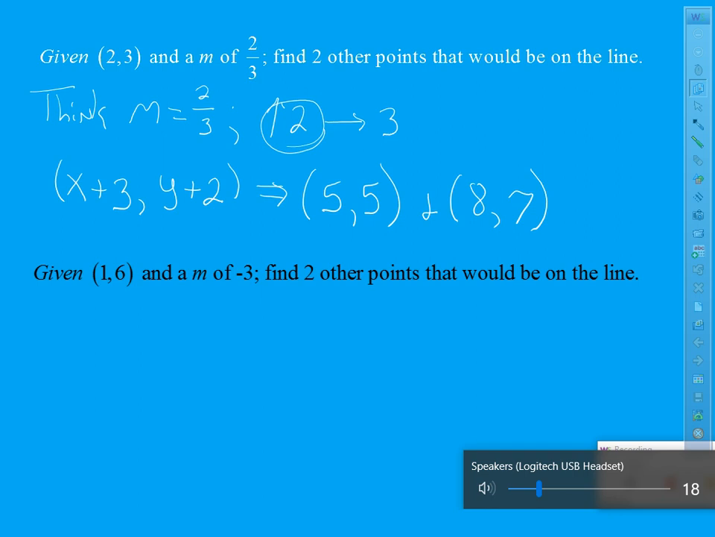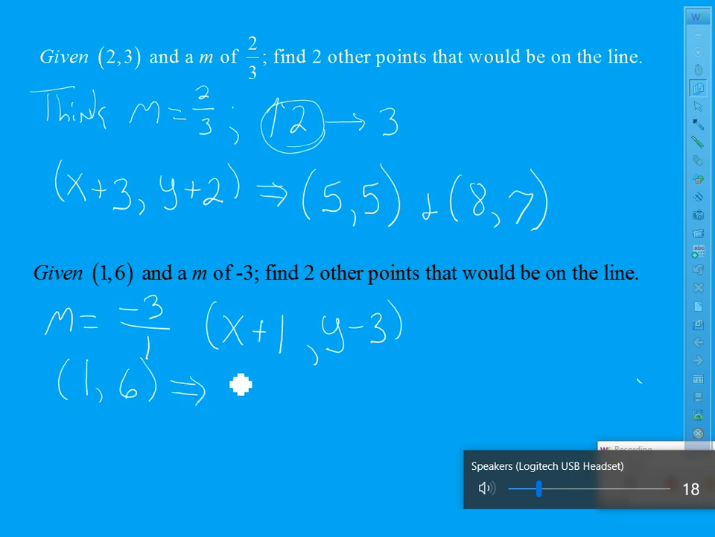Given the point 1, 6 and a slope of -3, find 2 other points. Well, my slope's going to be -3/1. If I want to think about my formula, my y-coordinates are going to decrease by 3, while my x-coordinates are going to increase by 1. I could have also increased my y-coordinates by 3, decreased my x-coordinates by 1, -3/1. So now, apply that formula from the point 1, 6.